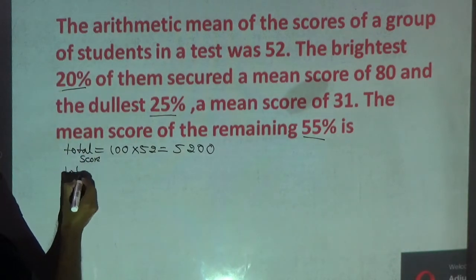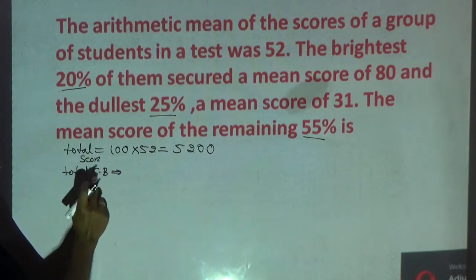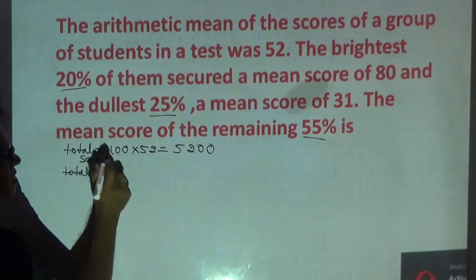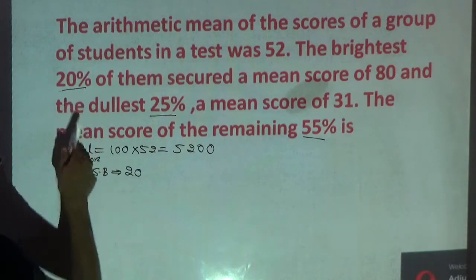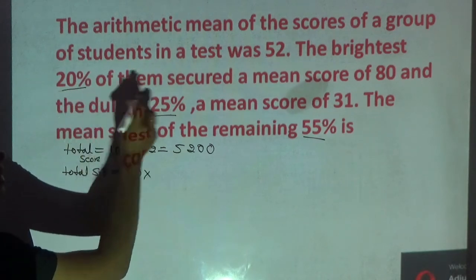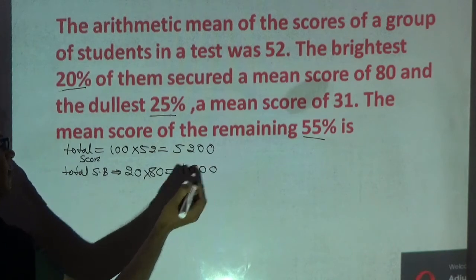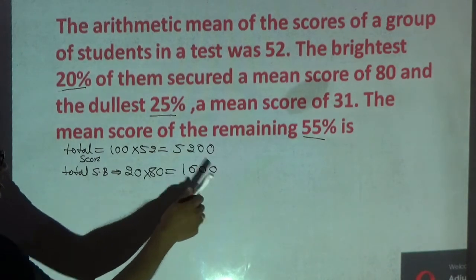Okay. Total score of the bright students. SB means total score of the bright students. So how many bright students are there? 20%. For your 100, what is 20%? 20 into what is the average? Average is 80. Nothing but 1600. Okay. Bright students have scored 1600.